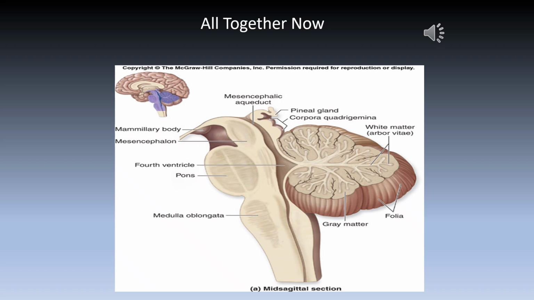So in addition to being a chief coordinator of skeletal muscle movements, the cerebellum has a lot of other things that it is involved in. Even though it's a very small part of the brain, they say that 50%, half of the neurons in the brain are in the cerebellum. How cool is that?